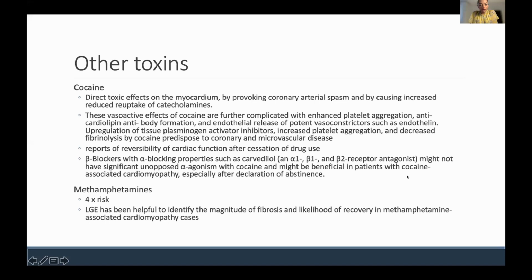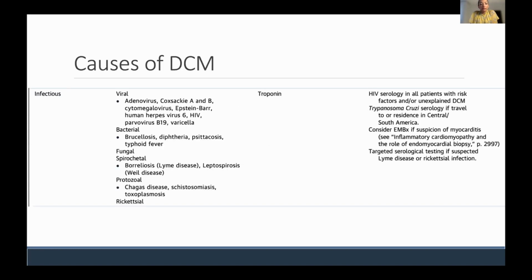This is something that is kind of controversial, but really there's no strong data suggesting that beta blockers should be avoided. It is felt that beta blockers with alpha blocking properties, such as carvedilol, might not have significant unopposed alpha agonism with cocaine and might be more beneficial in these patients. Methamphetamines are associated with a significant risk of cardiomyopathy, and this can be reversible. LGE is helpful to identify the magnitude of fibrosis and likelihood of recovery in these patients. And again, importantly, you want to advise your patients to remain abstinent from these toxins.